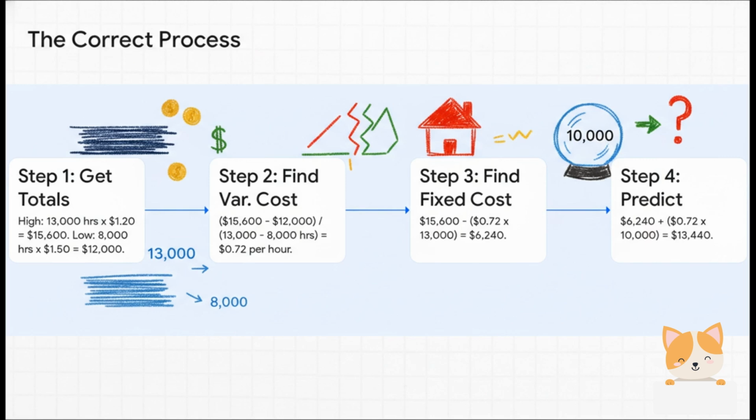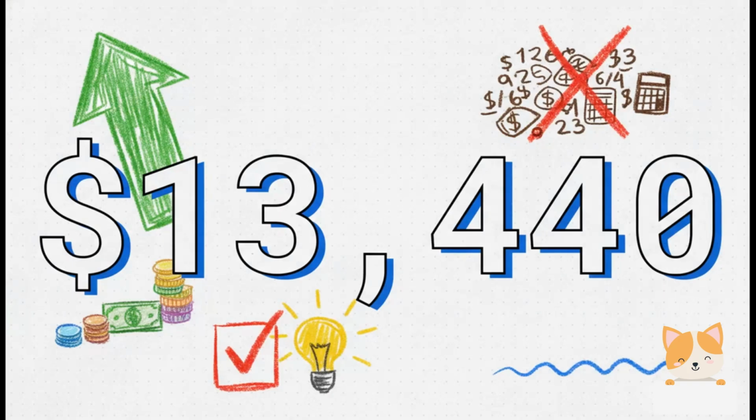So in step 2, we find the variable cost. We take the change in cost, that's $3,600, and divide it by the change in hours, 5,000. And that gives us our variable cost of 72 cents per hour. From there, it's pretty smooth sailing. We can solve for our fixed costs in step 3, and then finally we can make our prediction for 10,000 hours in step 4. And there it is, the correct answer, $13,440. See how different that is? If you had tried to use the averages directly, you would have gotten a completely wrong answer. This is why you always convert to totals first, every single time.